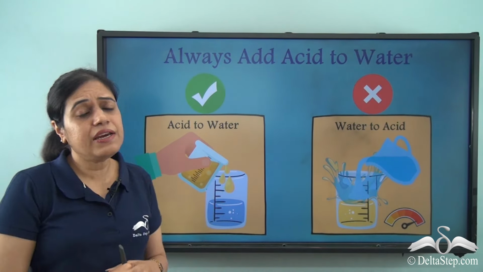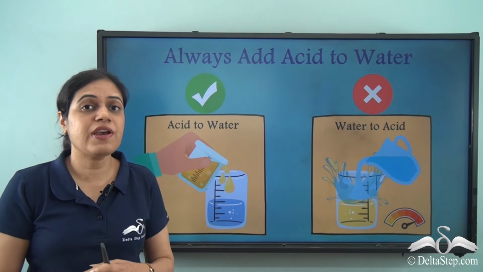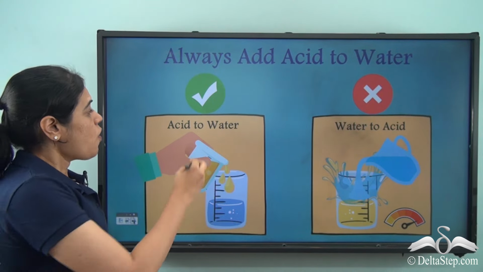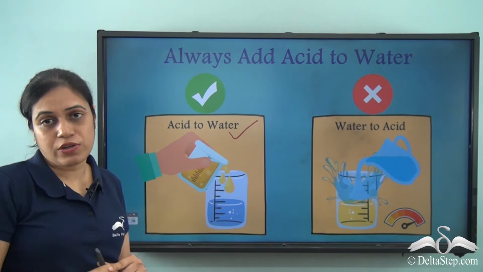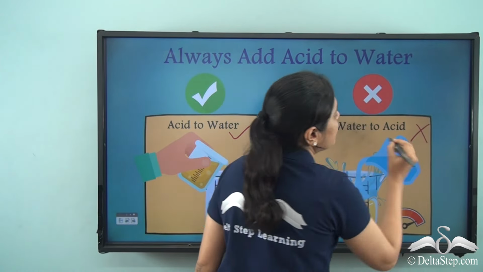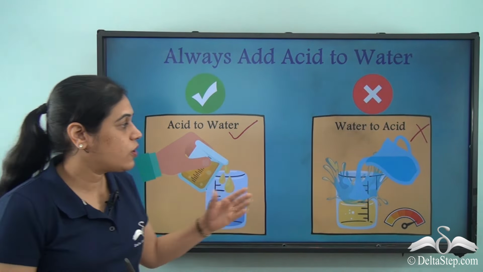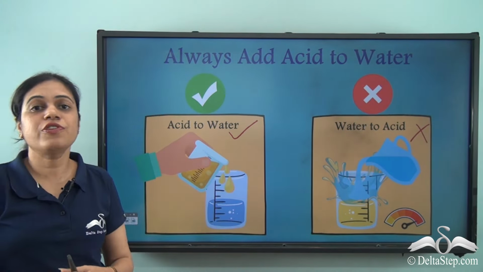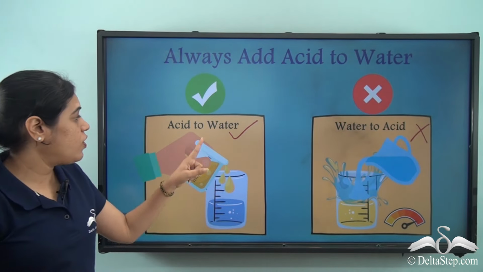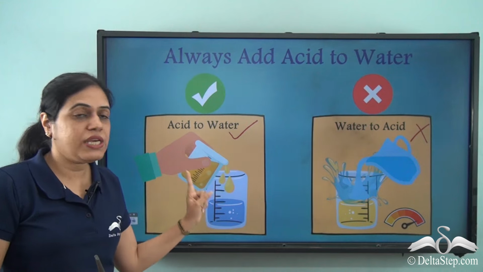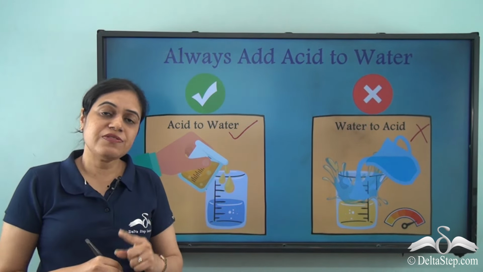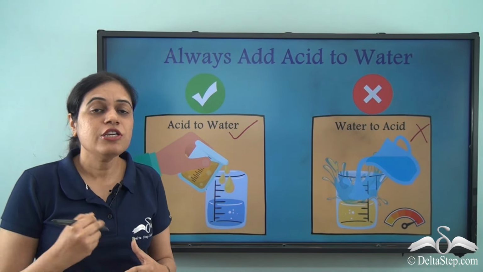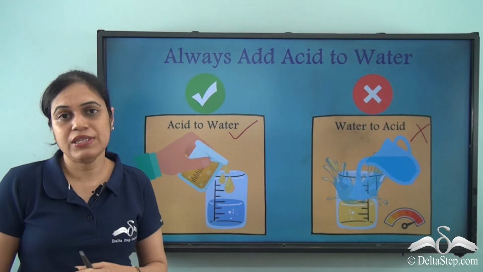Now, when we are dealing with concentrated acids, we have to be very careful about a few things. First and foremost is always add acid to water and never add water to acid. Because if you add water to acid, it may splash and there is a chance of your skin burning. So always add acid to water, slowly, carefully, drop by drop. Always wear safety glasses. So these are some basic precautions you should keep in mind before performing these activities.